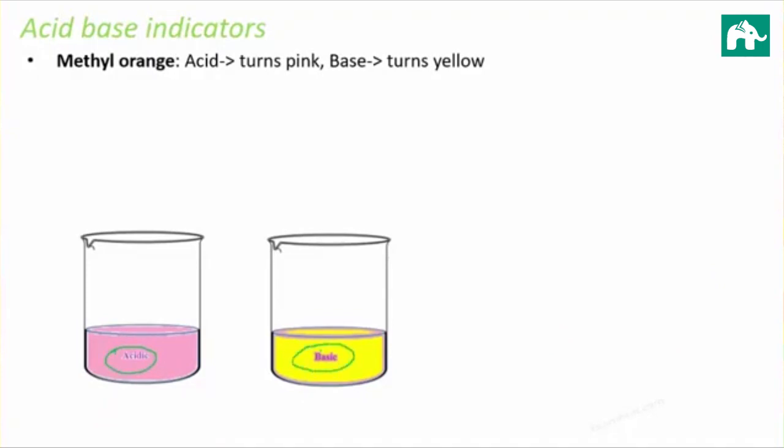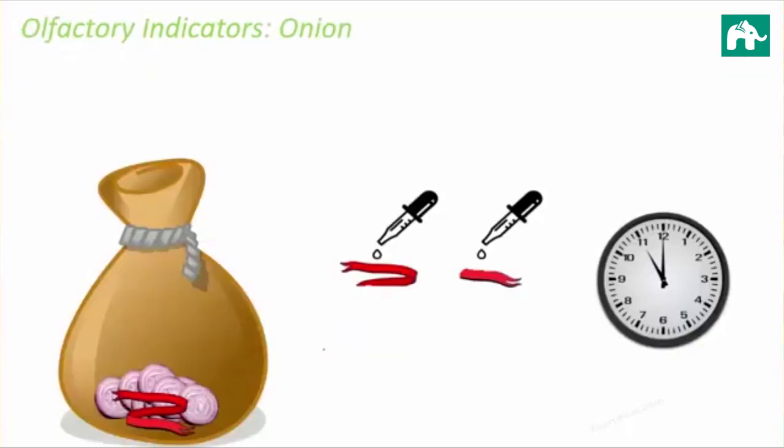So that is why I've put these pictures here, so that it becomes easy for you to get a perception of how the color change happens. So that's methyl orange. Till now we have spoken about so many acid-base indicators where a color change tells you whether the substance is acidic or basic in nature. So let's look at this experiment with onion, which very clearly shows how onion acts as an olfactory indicator.